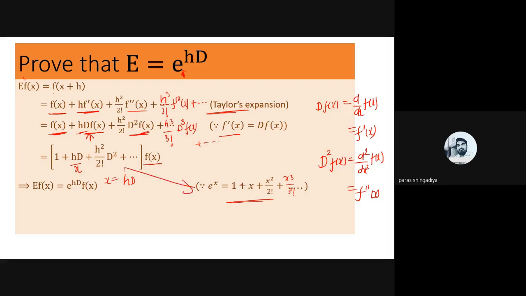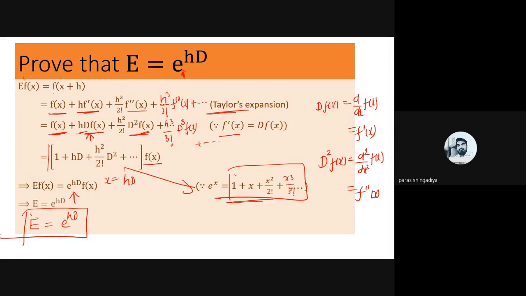Okay, so that is one expansion of e raised to x, and here it is also the same by putting x equal to hD in this series. So we get this form. So we can write in place of this bracket e raised to hD. Okay, so e raised to x with x as hD, and that is e raised to hD into f(x). And then after we can write E f(x), so E is equal to e raised to hD. Okay, so it is the relation between E and D.